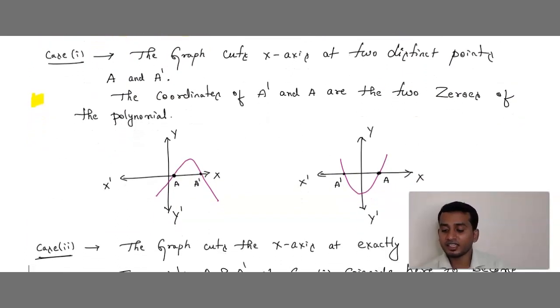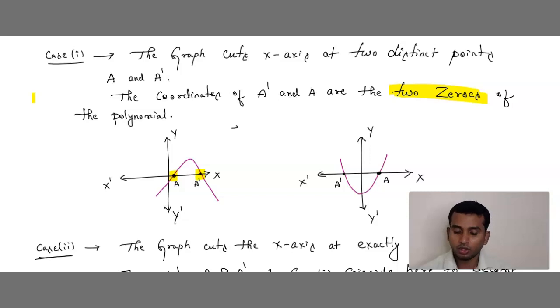In the first case, the graph cuts the x-axis at two distinct points. Here we can see the graph is cutting the x-axis at two distinct points, A and A dash. How many times is it cutting the x-axis? 2 times. So how many zeros does this graph have? It has 2 zeros, that is A dash and A, or A and A dash.